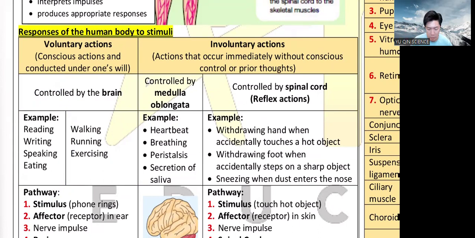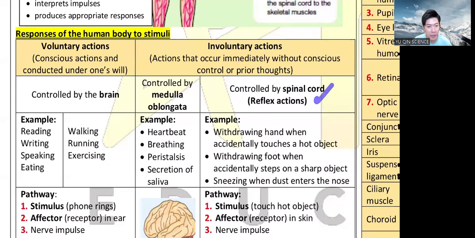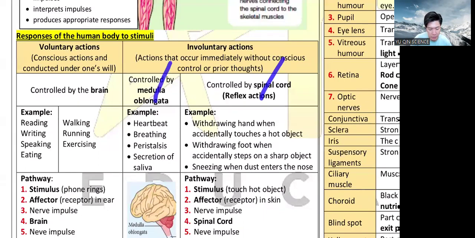Involuntary actions have two types: those controlled by the medulla oblongata and those controlled by the spinal cord. Those controlled by the medulla oblongata happen in the background, like you don't have to worry about them, such as heartbeat, breathing, peristalsis, digestion. All this happens in the background. But for the spinal cord, it's reflex action, meaning actions that are there to protect you, to save you from injury. So mainly these three types.